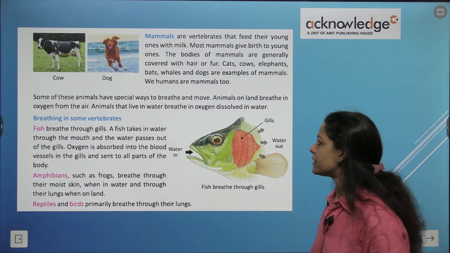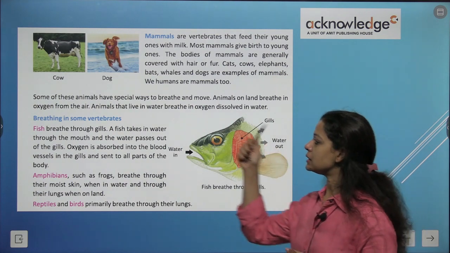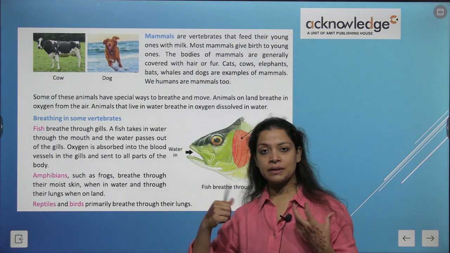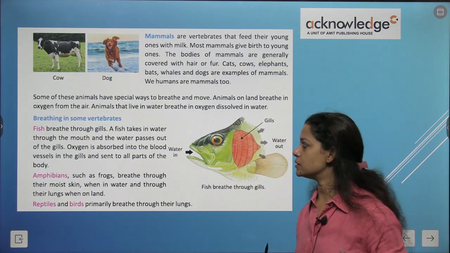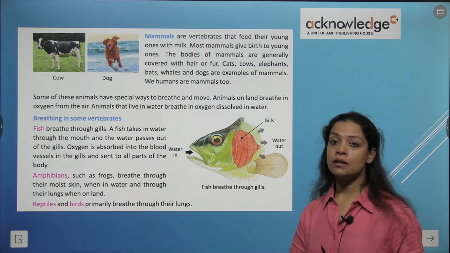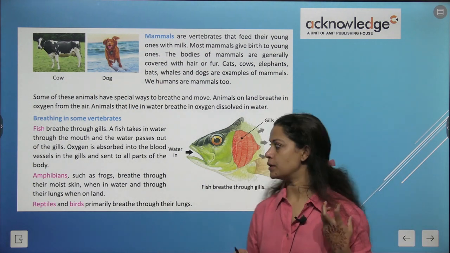Some of these animals have special ways to breathe and move. Animals on land breathe in oxygen, as humans do. We inhale oxygen, and similarly animals do. Animals that live in water use the oxygen that is dissolved in the water.